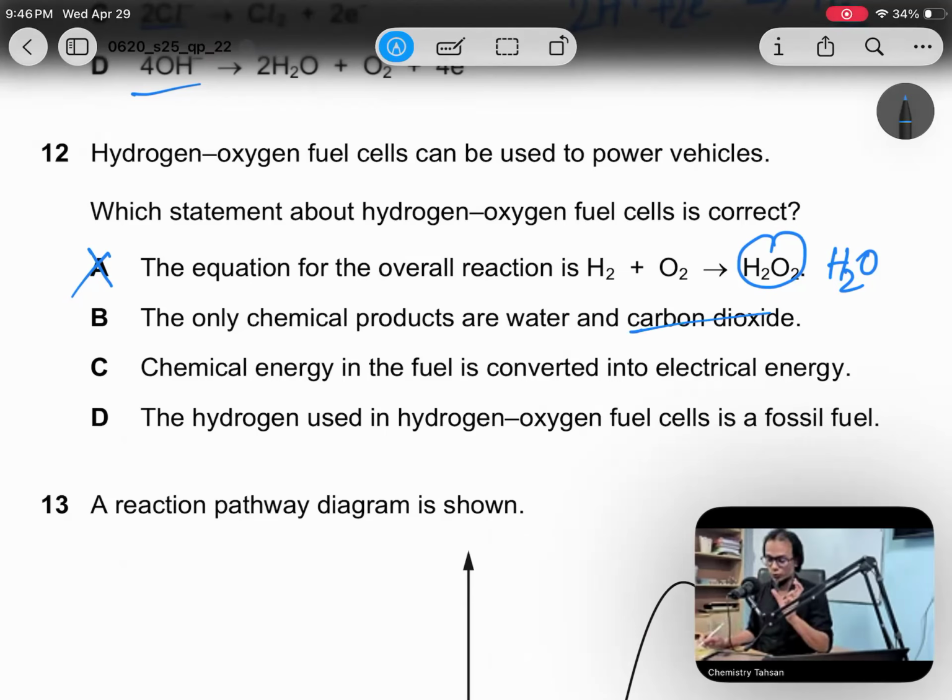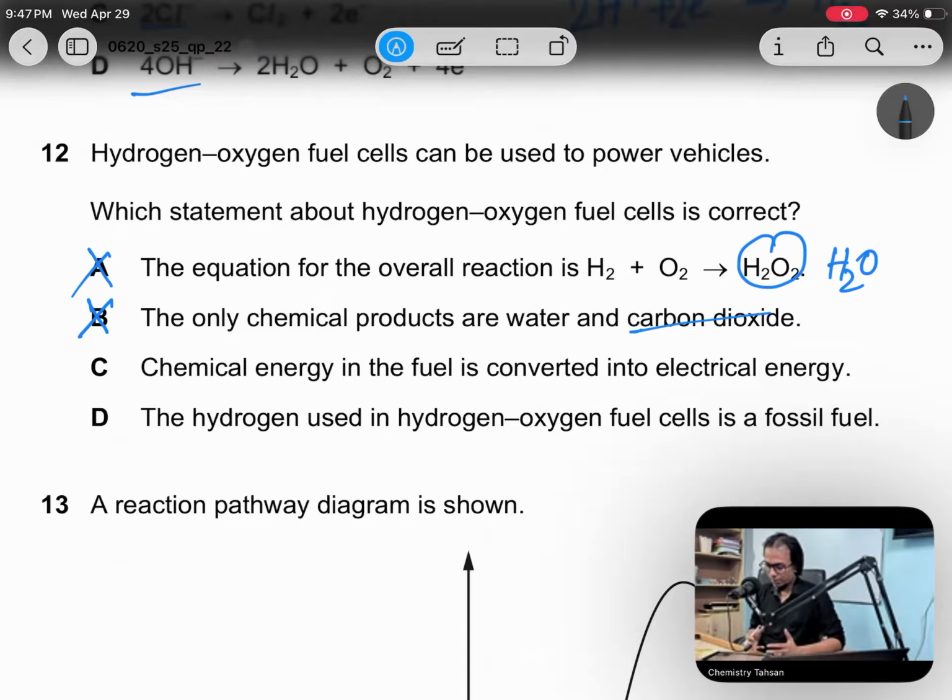So hydrogen and oxygen will react together to form water. This is hydrogen oxygen fuel cell. And that's why hydrogen oxygen fuel cell is a very environment friendly, very green battery. Chemical energy in the fuel is converted into electrical energy. So yes, chemical energy in the fuel is converted into electrical energy. That is true. We are generating electricity from chemicals. So from that perspective, this is true.